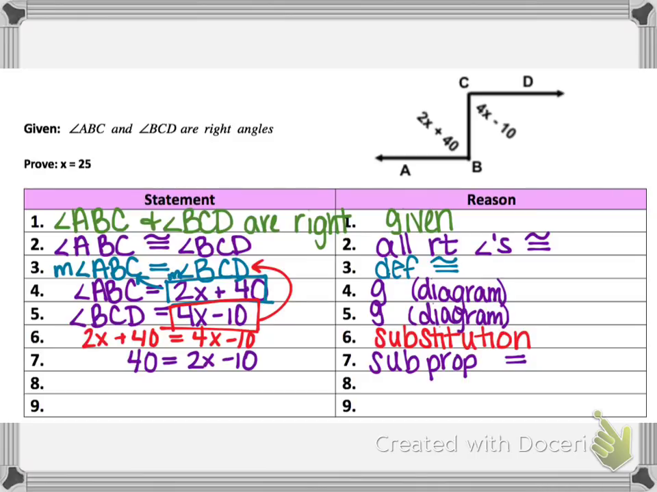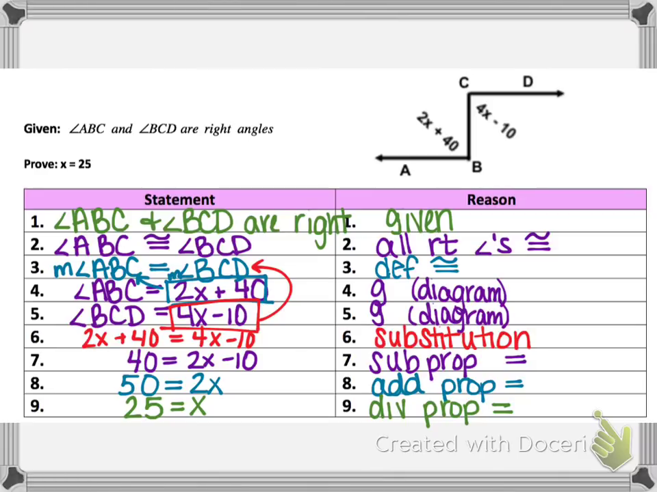Then in my next step, I would go ahead and add 10 on both sides, so then I would get 50 equals 2x. And I got that by adding 10 on both sides, so that's the addition property of equality. And then to solve for x, I would divide by 2 on both sides. So remember, I can't just switch whenever I feel like it. If I divide by 2 on both sides, I end up with 25 equals x. And I got that by dividing. So that's the division property of equality.